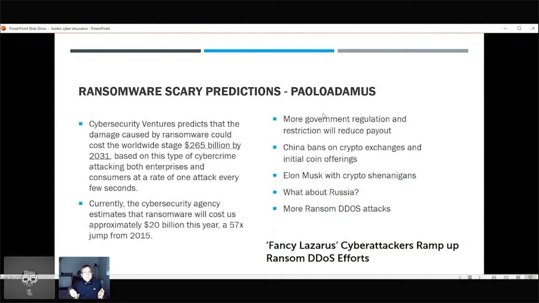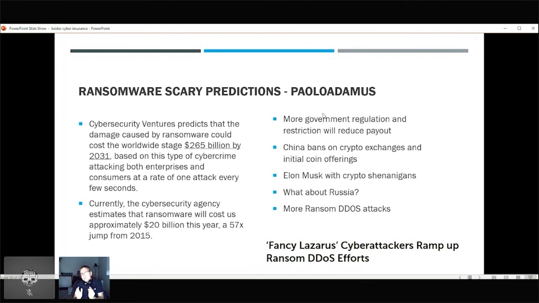So my prediction is that, and some people say this thing is going to go up to 265 billion by 2031, in 10 years. I mean, it is possible, we might get a surge. But I think if the government puts regulation in place and maybe crypto goes down, I don't know what Elon Musk is going to do, but China put a ban on crypto exchanges and coin offerings. Russia, I don't know, most of the attacks in this kind of ransomware come from Russia. I don't know what they're going to do with that.